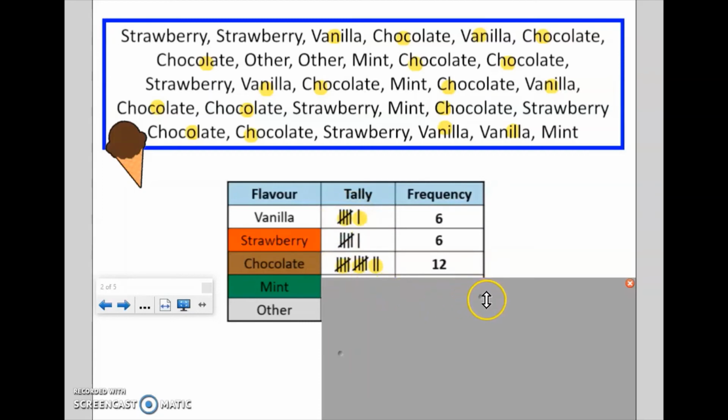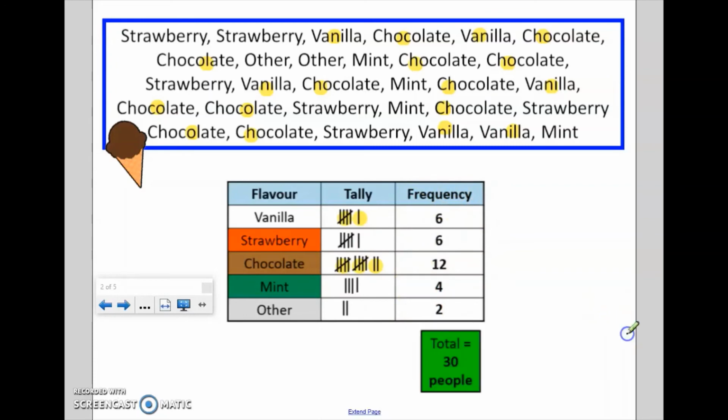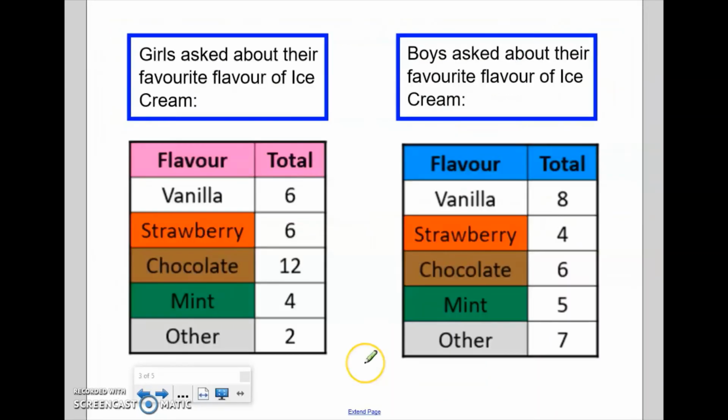If we go ahead and finish the tally chart, you can see there that there are 4 people who said mint was their favorite ice cream flavor, and 2 people said another flavor. Okay, so now I have the frequencies of each flavor. If I add them all together, I find that there's a total of 30. So therefore 30 people were surveyed, 30 people were asked what is their favorite ice cream.